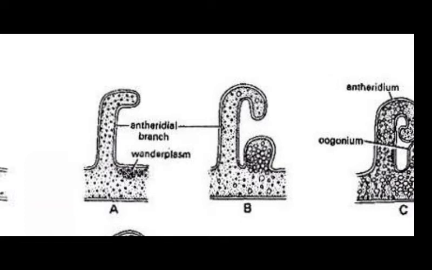Then the antheridium is usually green in color. It contains cytoplasm, nuclei and chloroplasts. When the antheridium matures, it becomes yellow in color and contains many spindle-shaped antherozoids. And the antherozoids are liberated through a terminal pore.